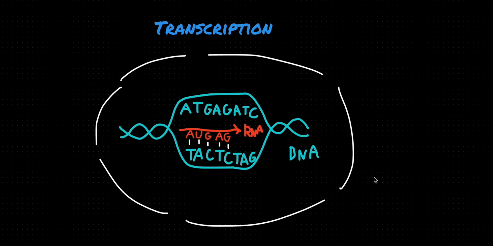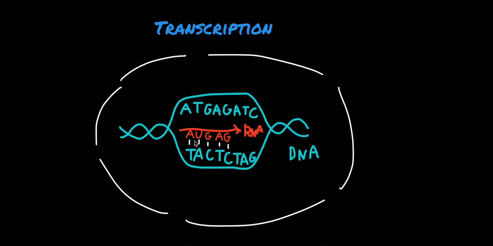Transcription is the first step of protein synthesis, and it takes place in the nucleus. Now, the reason we want to make mRNA is because we need something expendable to send outside the nucleus. And this is done to protect the DNA, which only has one copy of the original genetics.